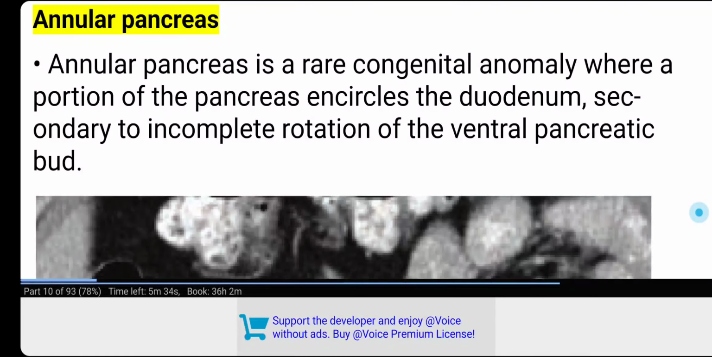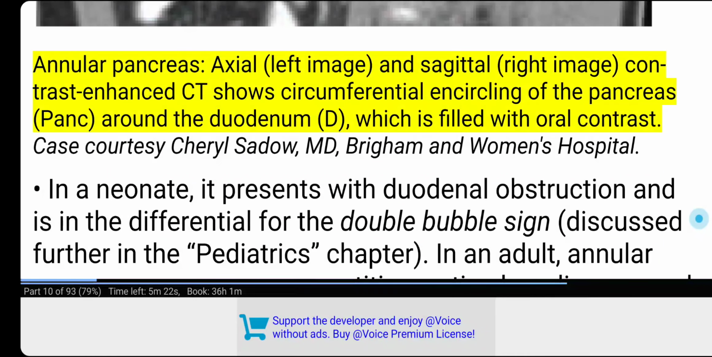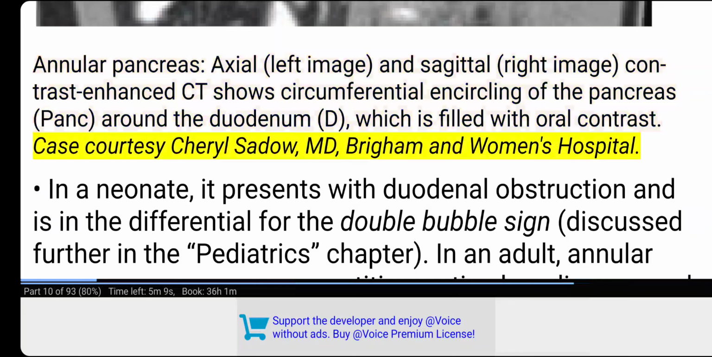Annular pancreas. Annular pancreas is a rare congenital anomaly where a portion of the pancreas encircles the duodenum, secondary to incomplete rotation of the ventral pancreatic bud. Annular pancreas, axial left image and sagittal right image. Contrast-enhanced CT shows circumferential encircling of the pancreas (panc) around the duodenum (d), which is filled with oral contrast. Case courtesy Cheryl Sado, MD, Brigham and Women's Hospital.